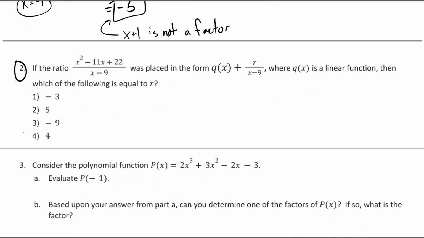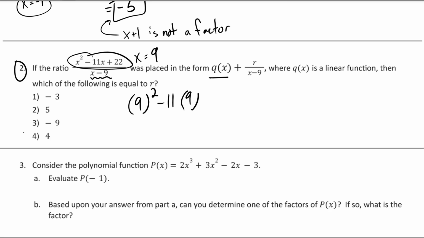For something like number 2 especially, if the ratio of x squared minus 11x plus 22 divided by x minus 9 was placed in the form q of x plus r over x minus 9, so that's just saying your quotient plus your remainder over your divisor, then which of the following is equal to r? Well, if I see x minus 9, I can plug in x equals positive 9 to the numerator there. So 9 squared minus 11 times 9 plus 22. Again, I would just type all of that into my calculator, and it tells me 4. So if I were to do the division, the remainder would be 4.